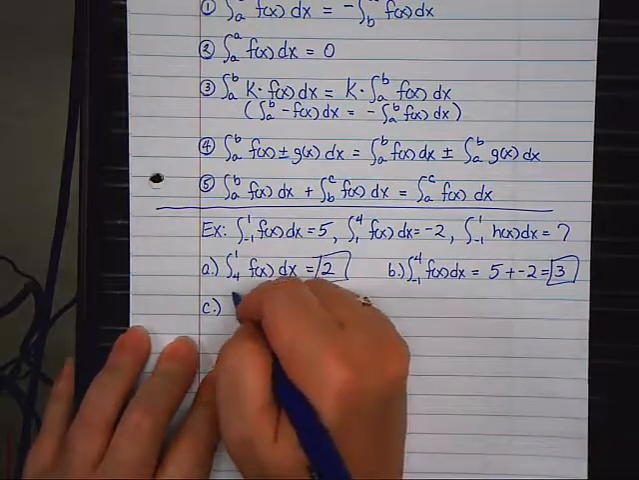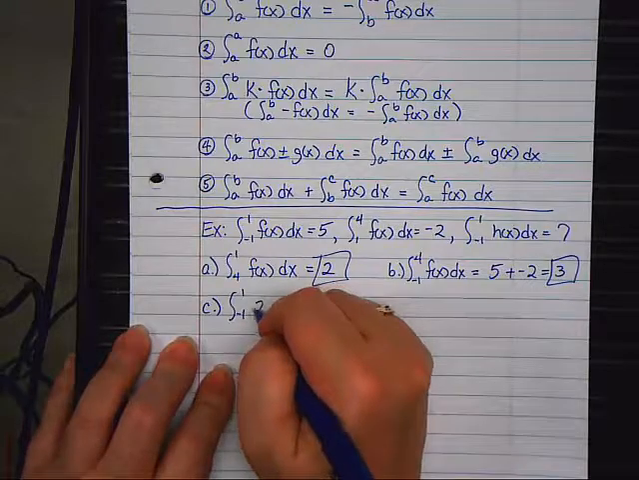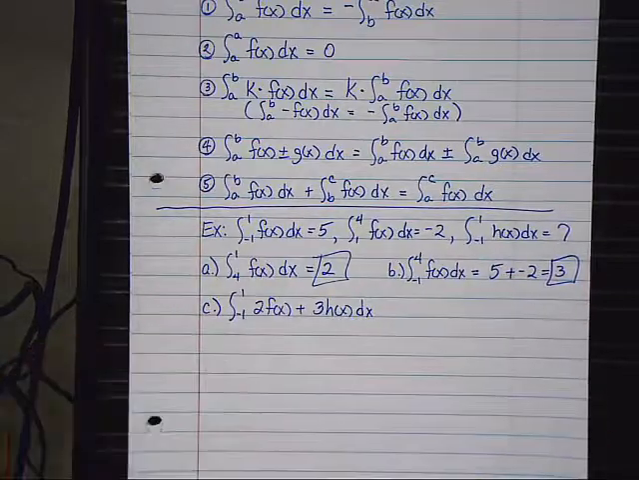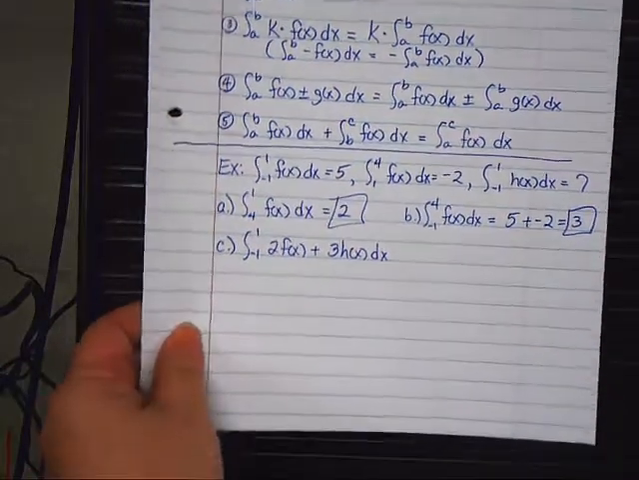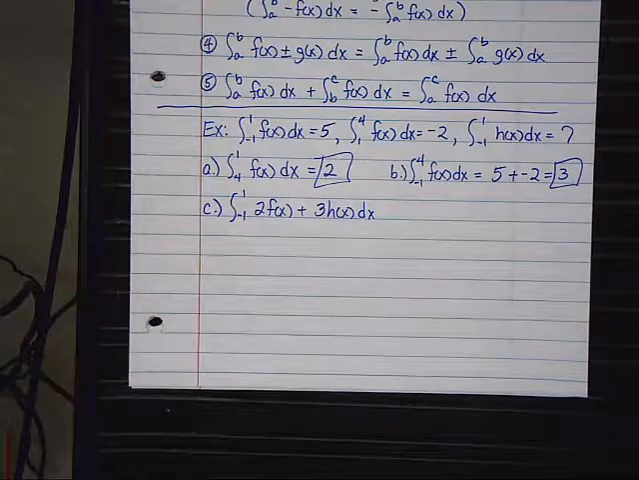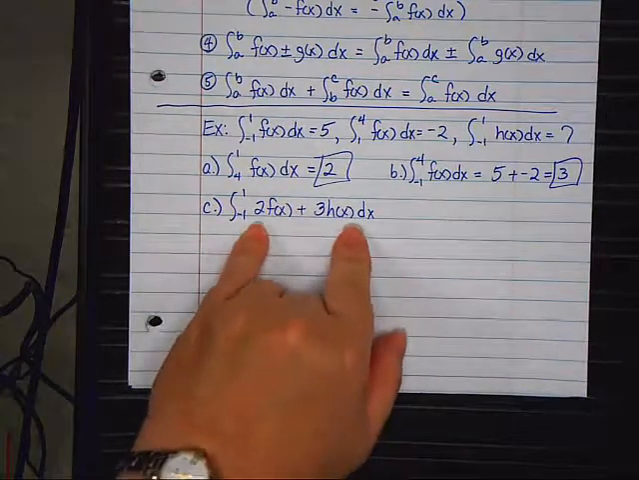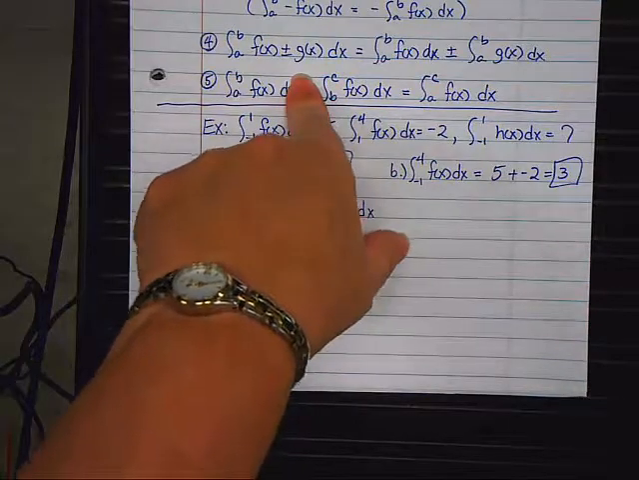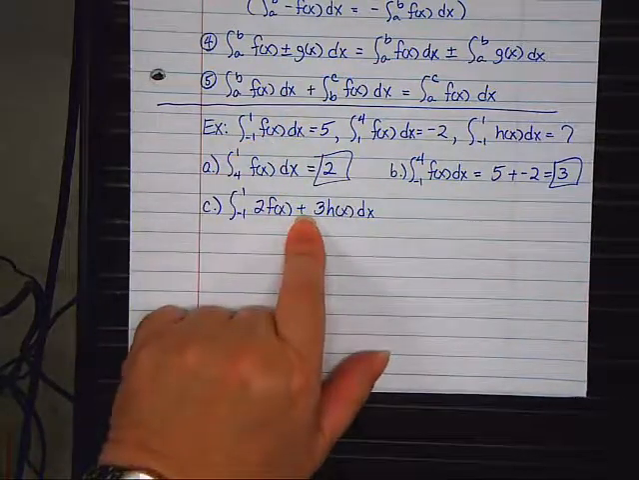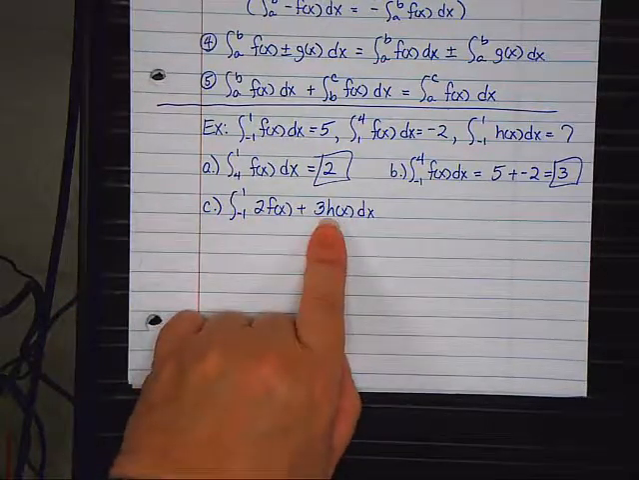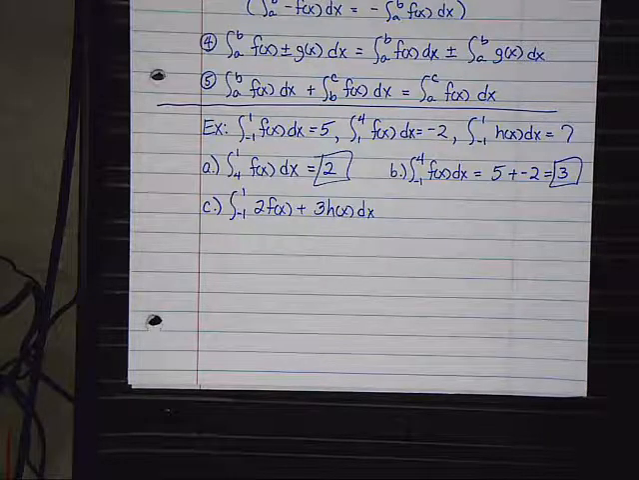Okay, letter C. The integral from -1 to 1 of 2f of x plus 3h of x dx. Let me scoot it up. Okay. Which rule? Okay, first of all, we got 2 things added together, right? So that's like number 4. But I also have numbers in front of them, which is like number 3. Those are k's. So where do the k's go? Outside. So all in one step, I'm going to pull those numbers out and break it into 2 separate integrals, all at the same time.